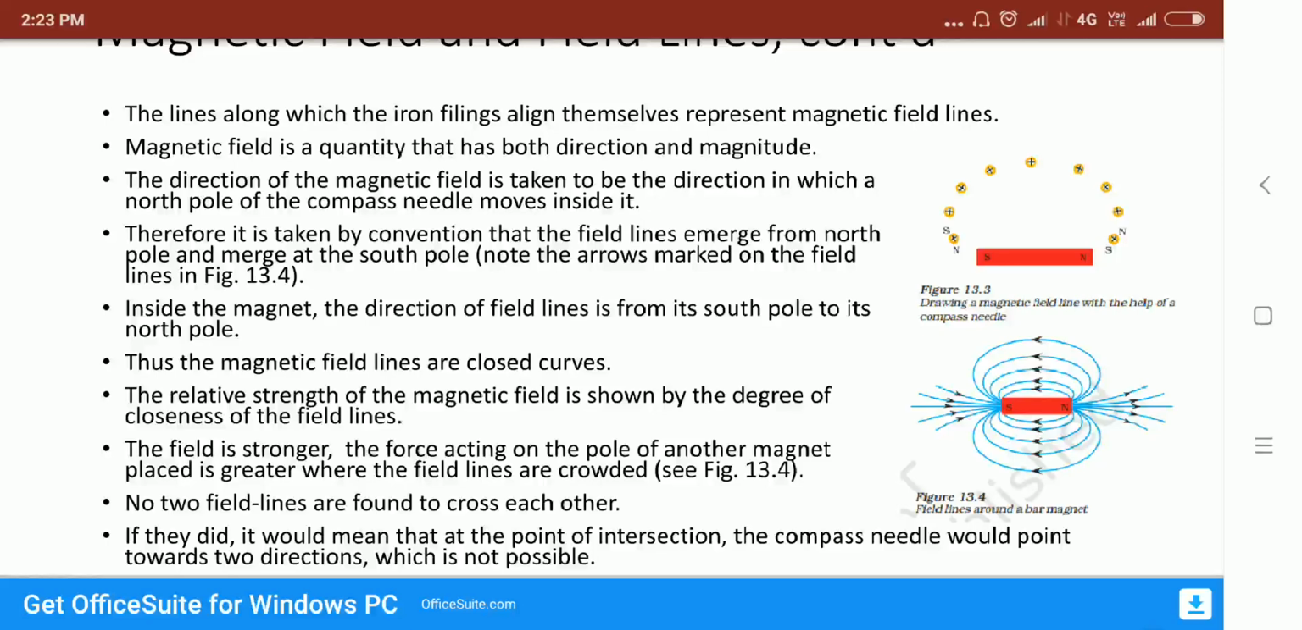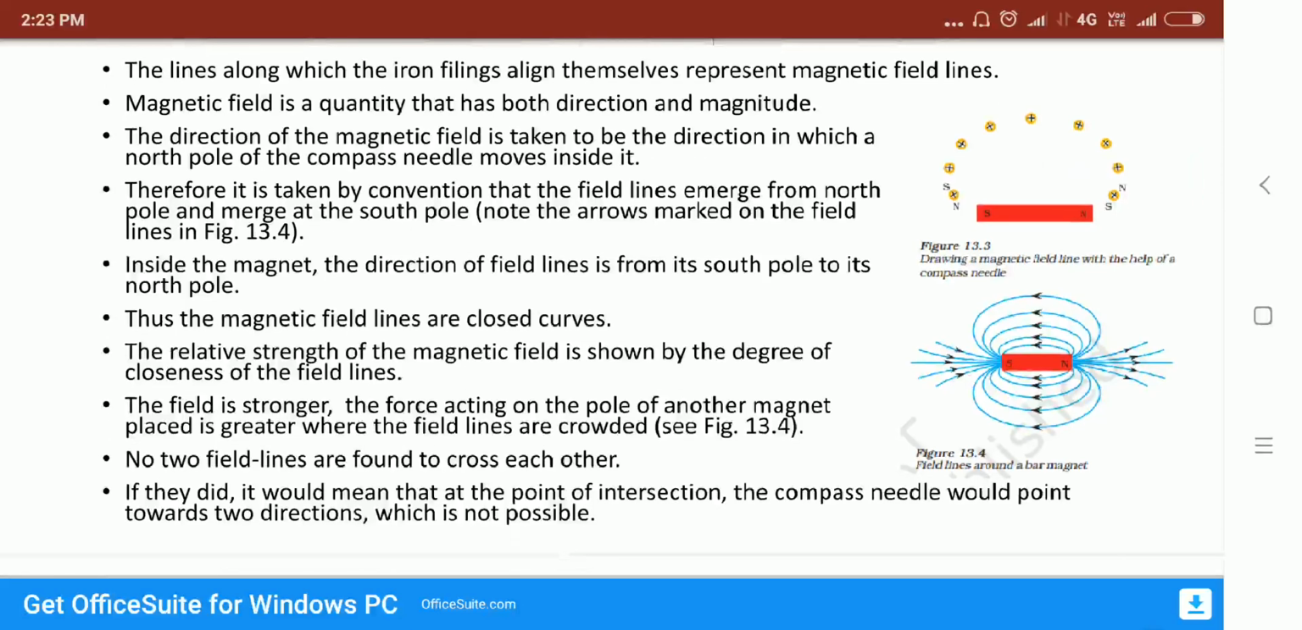And as the number of lines come together, it shows the degree of closeness, and it shows the magnetic field strength, its force. Those particular magnetic field lines can never cross each other.